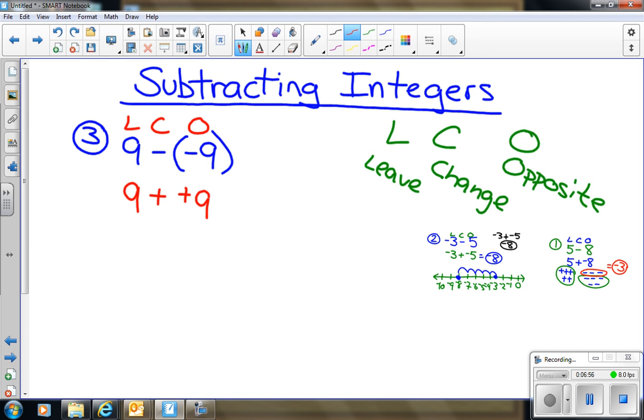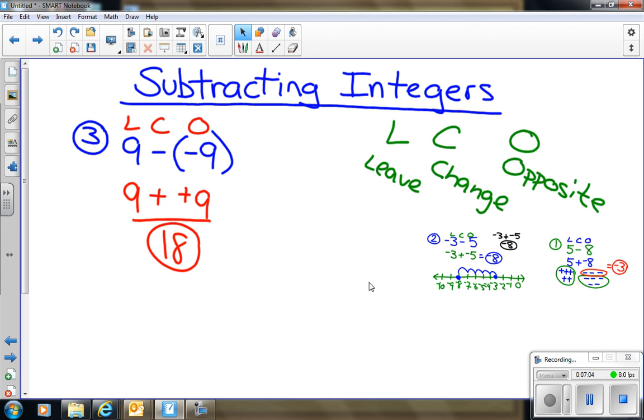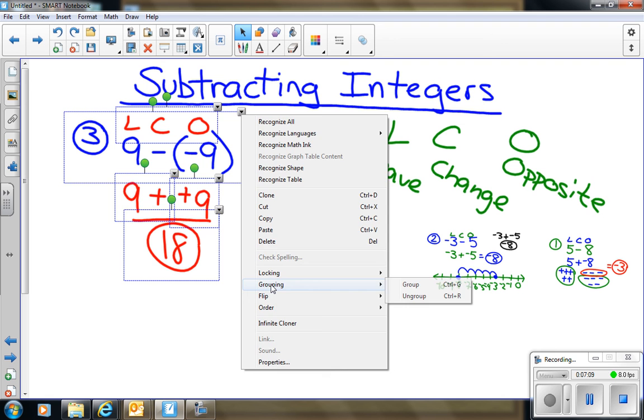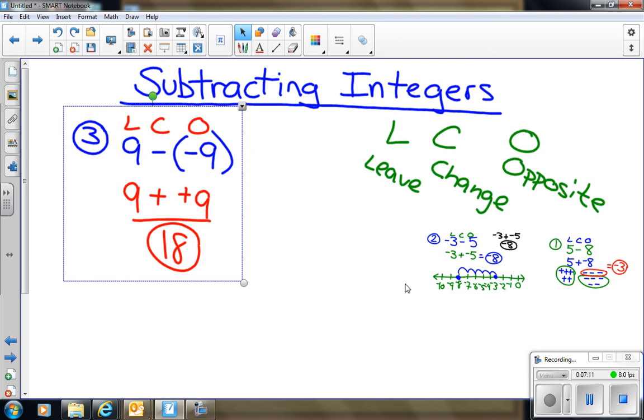Okay, now we have 9 plus 9. I think you guys can do 9 plus 9. That would be a total of 18. And since they are both positive, the answer would in fact remain positive. So in this case, 9 minus -9 is actually positive 18.